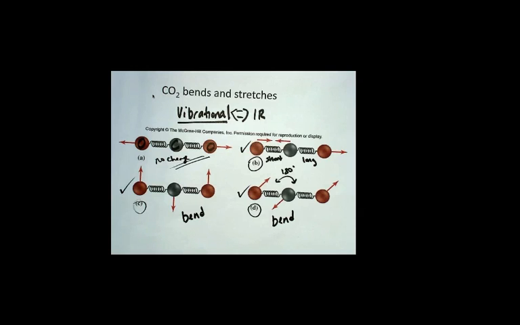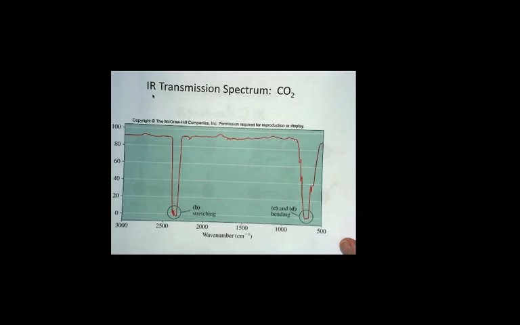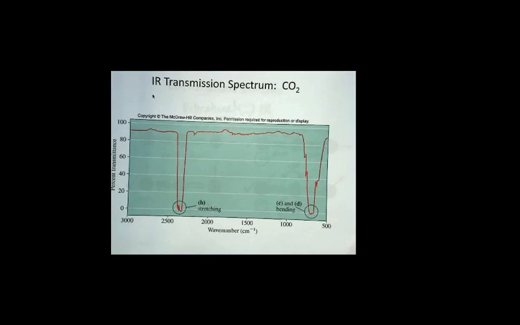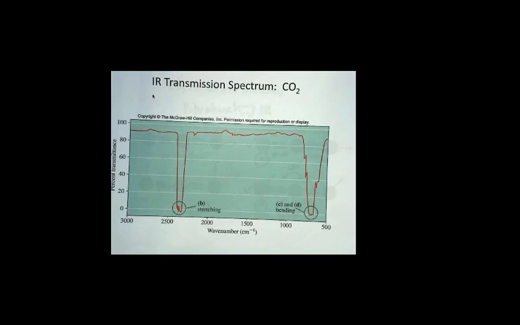Now here's an example of what's called an IR transmission spectrum for carbon dioxide. This is a spectrum which comes from a piece of equipment called an infrared spectrometer.